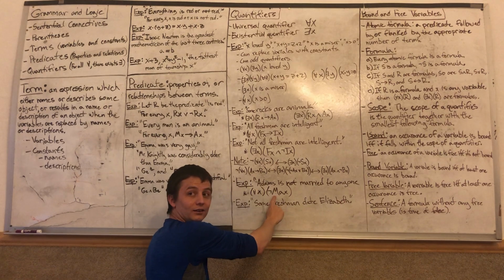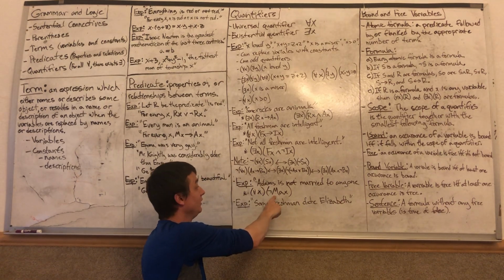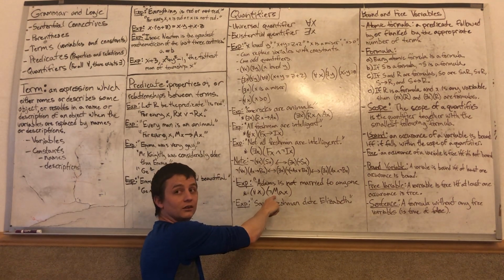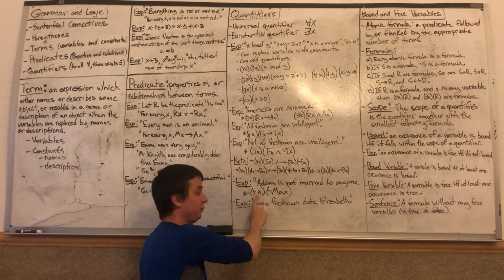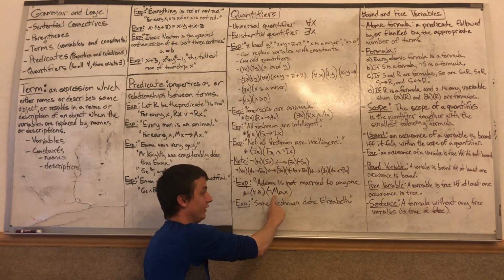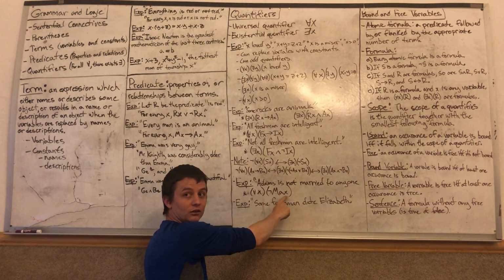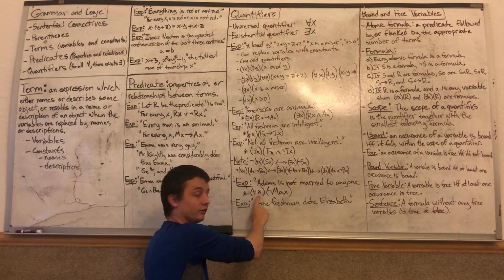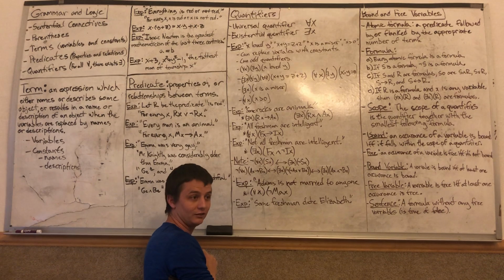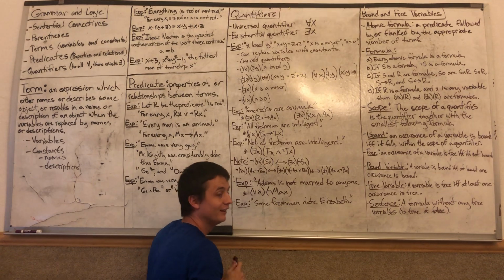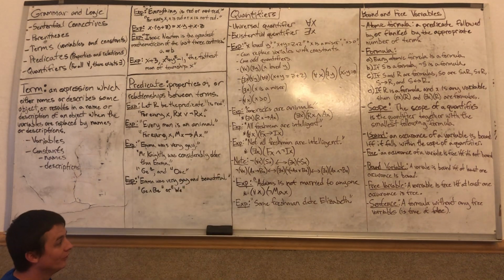M is a predicate, is married to. A is Adams. x is a person. For any person, for each person, Adams is not married to that person. Make sense? Adams is just not married.